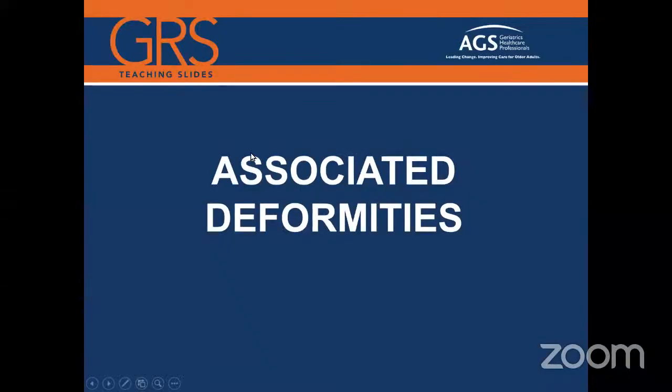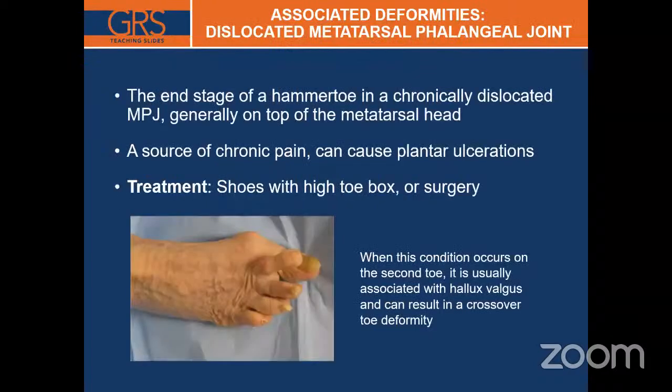Okay. So I'm going to talk today about the associated deformities. The first associated deformity is dislocation of the metatarsophalangeal joint. It is actually the end stage of the hammertoe, a chronically dislocated metatarsophalangeal joint, generally on top of the metatarsal head. It is a common source of chronic pain and can cause plantar ulcerations as well. The treatment is usually conservative, but if the conservative management fails, then we will go for surgery.